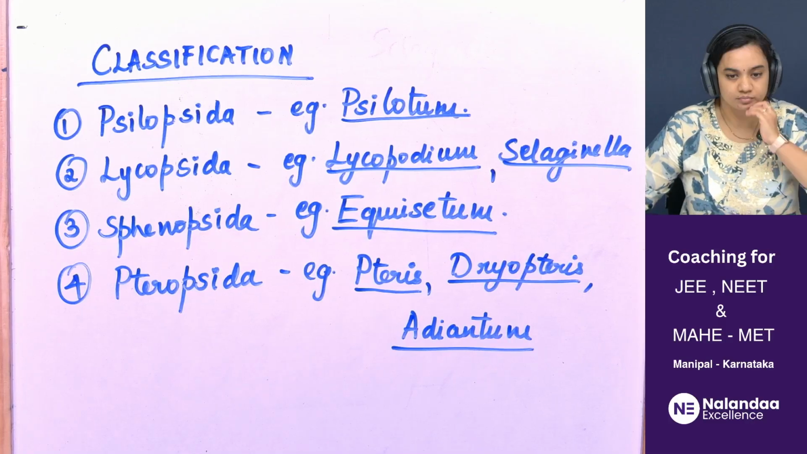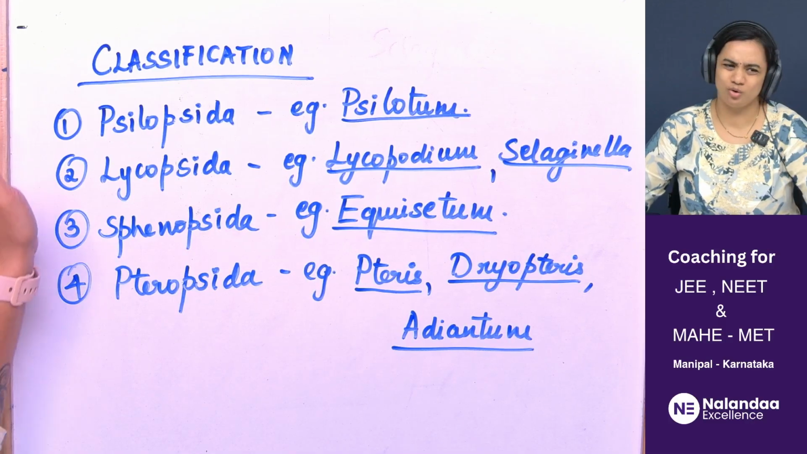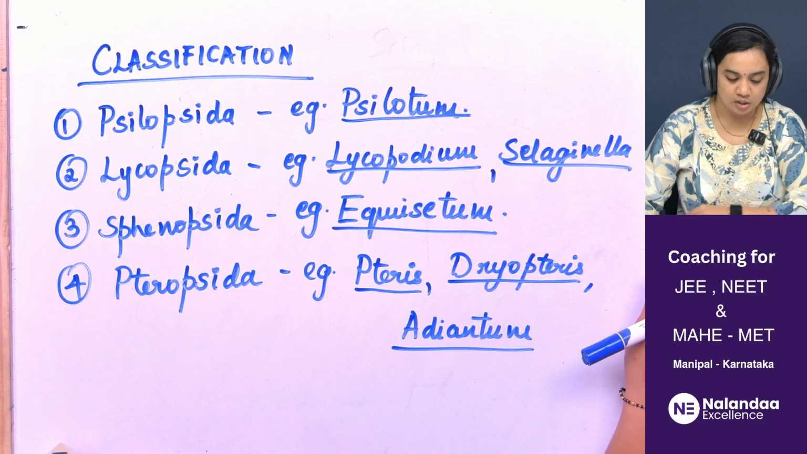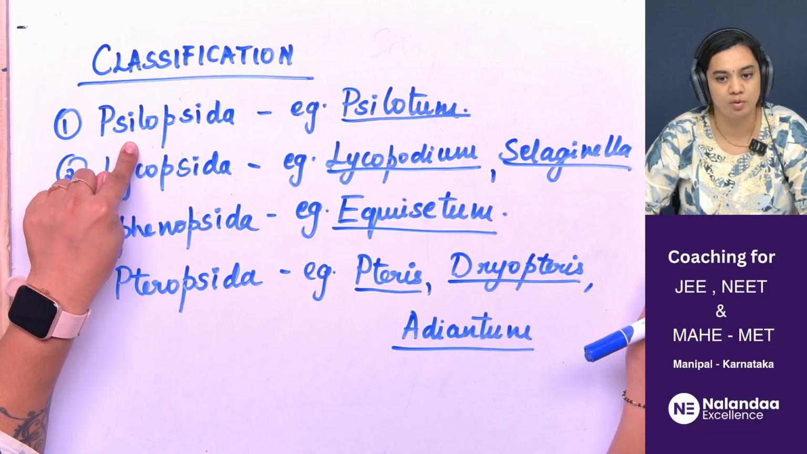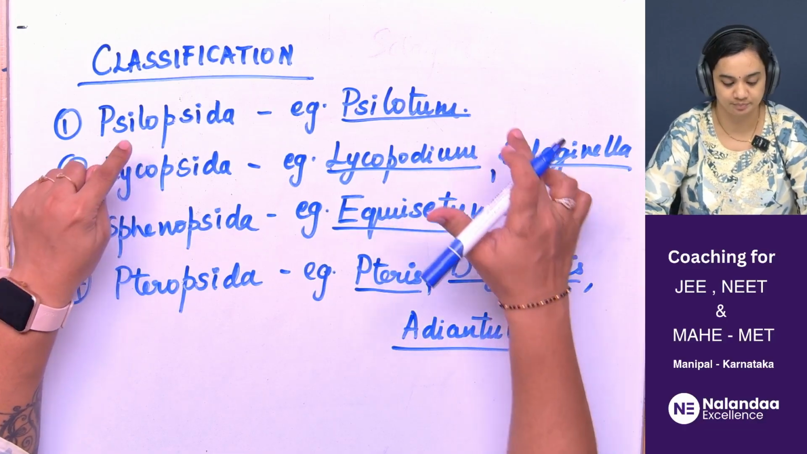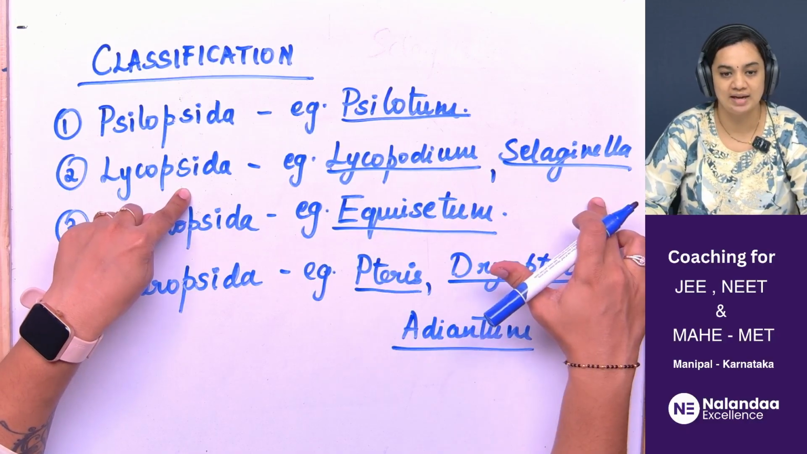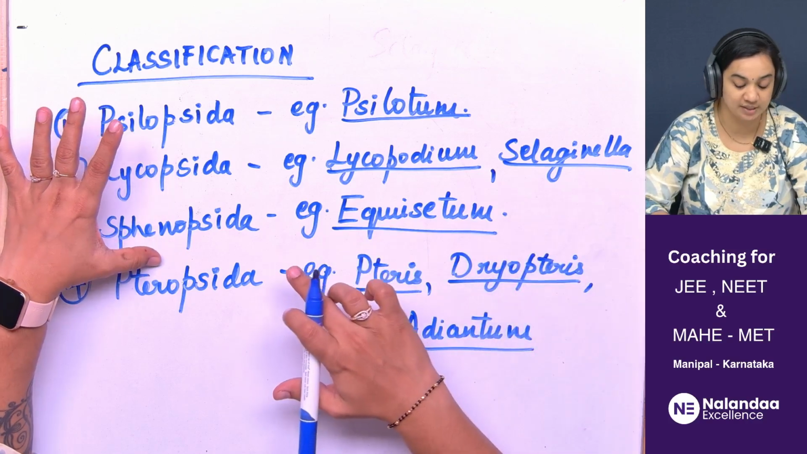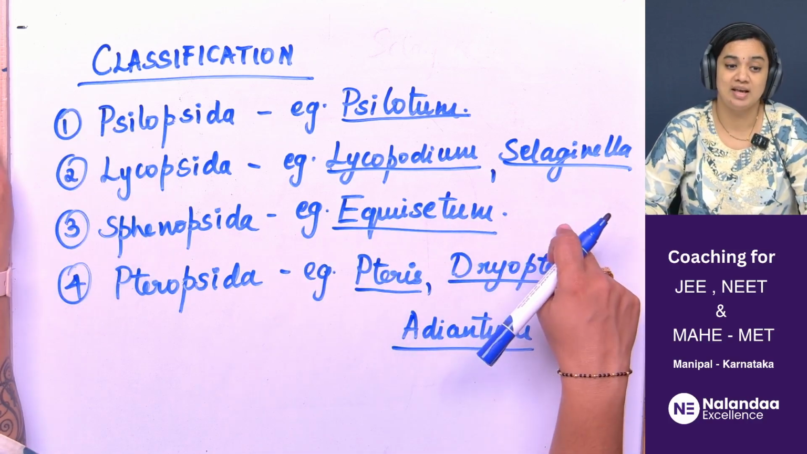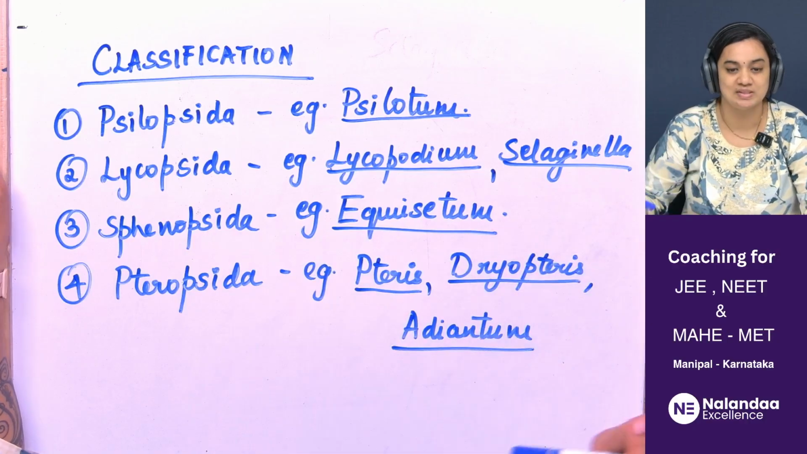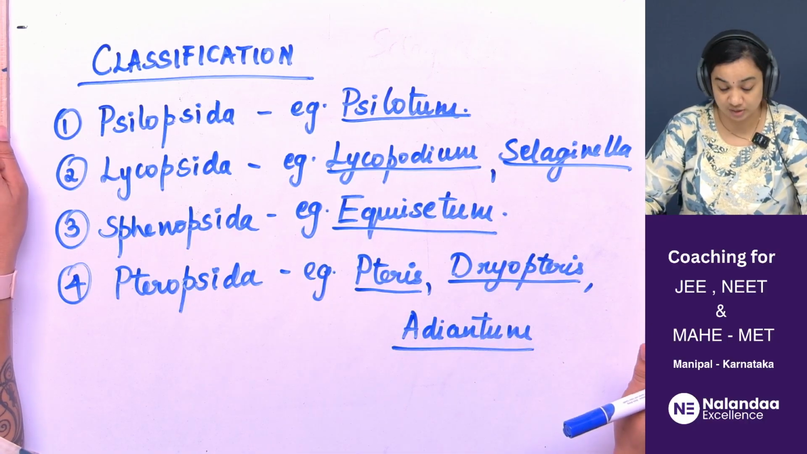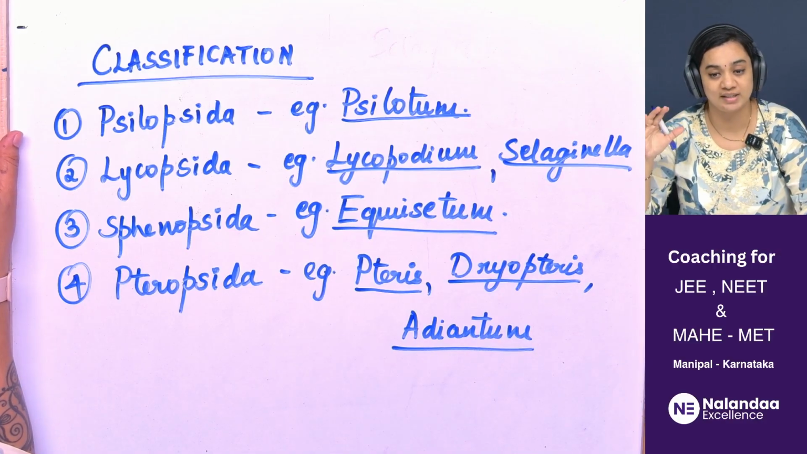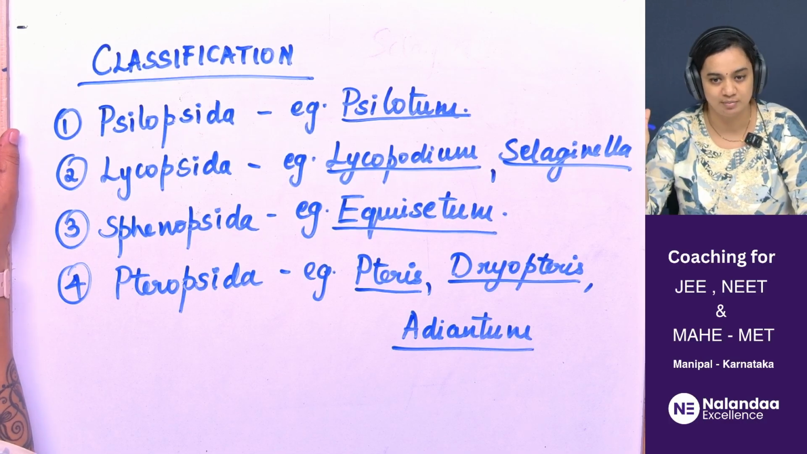Are we going to study them in detail? No, only the classes and the examples. That's all. Psilopsida is the most basic group of pteridophytes. Example, Psilotum. Lycopsida, Lycopodium and Selaginella. And then we have Sphenopsida, which is Equisetum, which interestingly happens to be the only living member of this class, meaning class Sphenopsida consists of mostly fossil pteridophytes, which have become extinct.